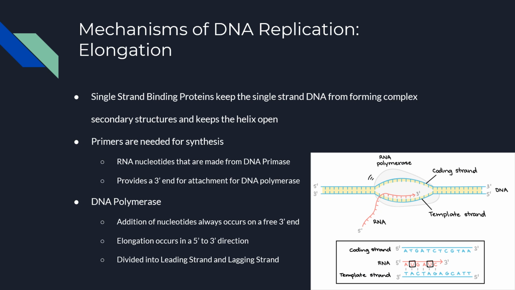The next step of replication is elongation, in which single-stranded binding proteins prevent the single strands of DNA from forming complex secondary structures. In order for DNA polymerase to synthesize DNA, primers in the form of RNA are added to specific regions of the DNA to provide a 3' attachment point for polymerase. It is important to note here that DNA polymerase only builds from 5' to 3'.